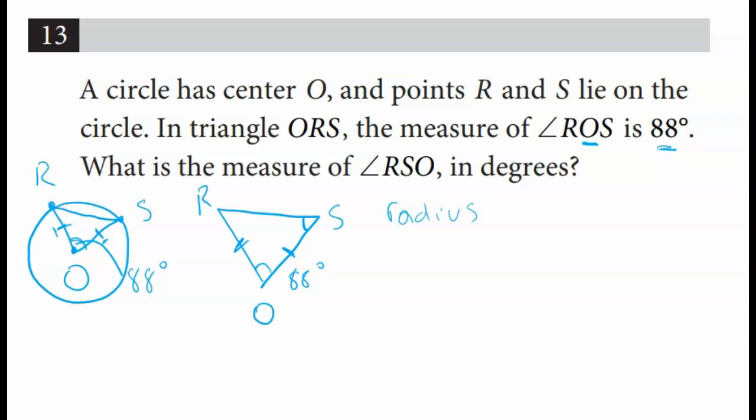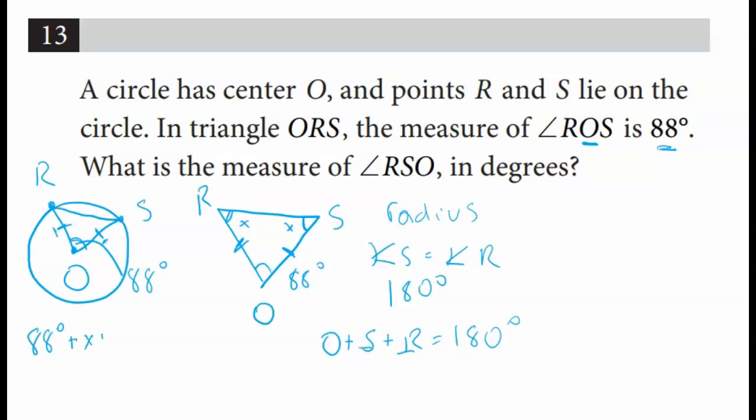And so what do we know about a triangle? The two sides are the same length. Well, we know it's an isosceles triangle. And the thing about isosceles triangles is that angle R and angle S are actually the same. So angle S is equal to angle R. And we know that there's 180 degrees in a triangle. So therefore, angle O plus angle S plus angle R equals 180 degrees, and S and R are the same. So let's call them x. So if we draw that out, we get 88 degrees plus x plus x equals 180 degrees. And so that's how we come up to the equation 88 plus 2x equals 180 degrees.